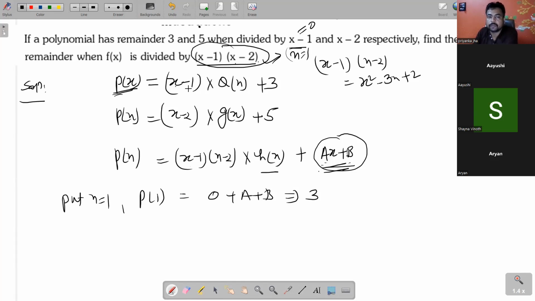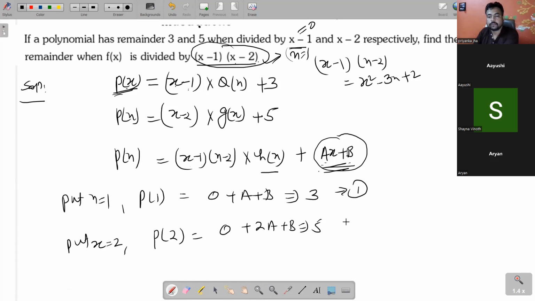Just put x equal to 1 over here. In this equation, put x equal to 1. This will become 0. P1 will be 3. So this is your first equation. Put x equal to 2. This is again 0 plus 2a plus b. What is this P2? That is 5. So from here we get 2a plus b equal to 5, and here a plus b equal to 3. Solve this.